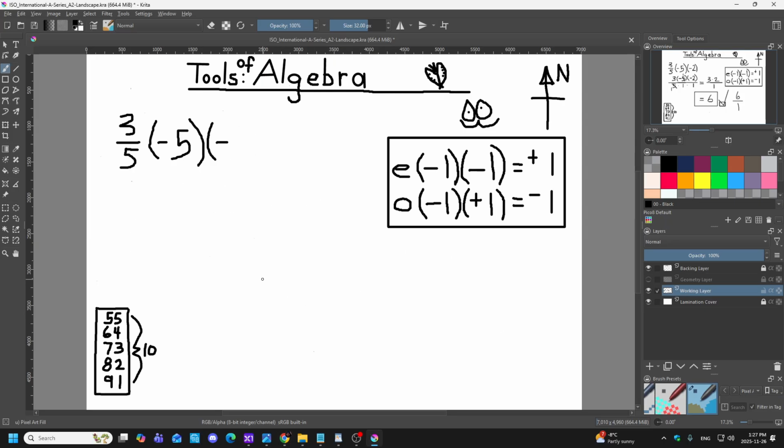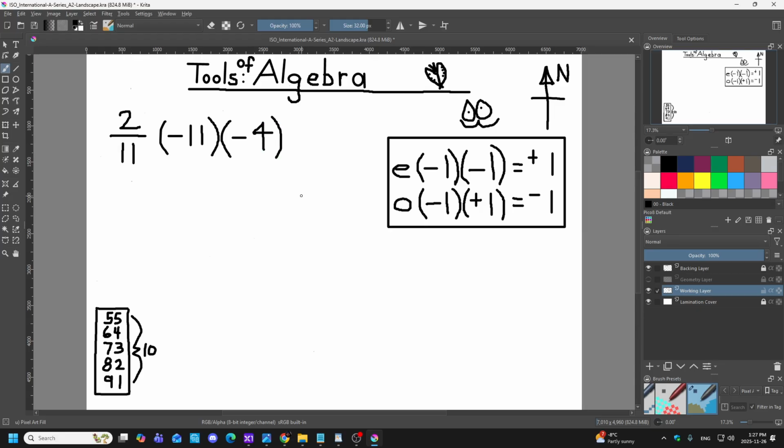Cleaning up, let's do another. 2 over 11 being multiplied by a negative 11. We can already see that we can cancel. Just looking at this, guys and gals, we have 2 negatives. A negative times a negative equals positive. Again, it's an even number. 1 plus 1 is 2. All right, I could cancel these 11s. We're left with 1 and 1.